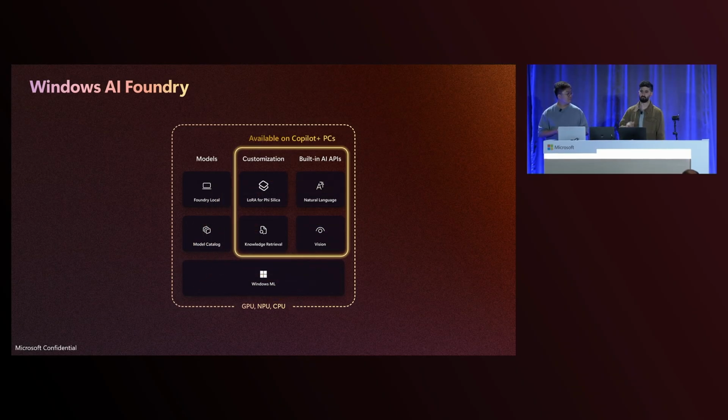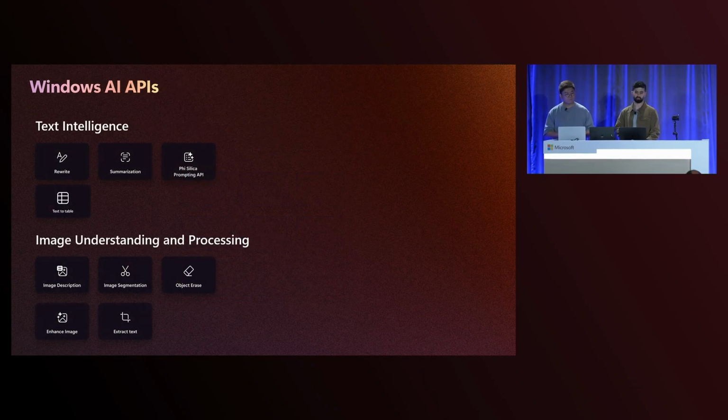And now, back to the APIs. You already saw the PhiSilica prompt API, and we've got others to show you too. So whether you're working with text, documents, or images, these APIs should give you the right building blocks to get you going with AI.